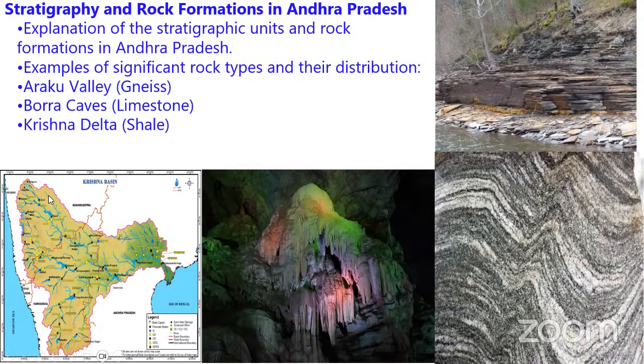In Krishna Delta, when we talk about the Godavari and Krishna basin delta region, it is famous for the shale formation and recent alluvial formations, that is, river deposits. And the limestones are in the Borra caves. When we talk about shales, this is in the delta region of the Krishna Godavari basin, and Araku Valley is famous for these rock types.